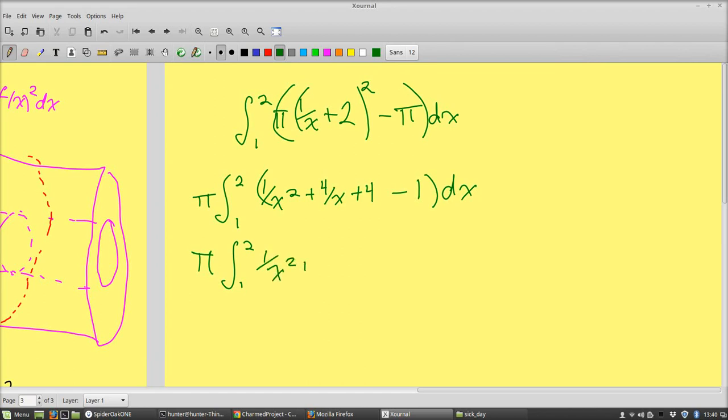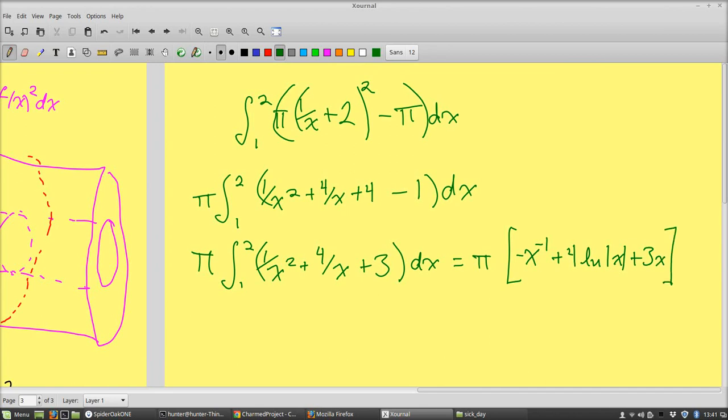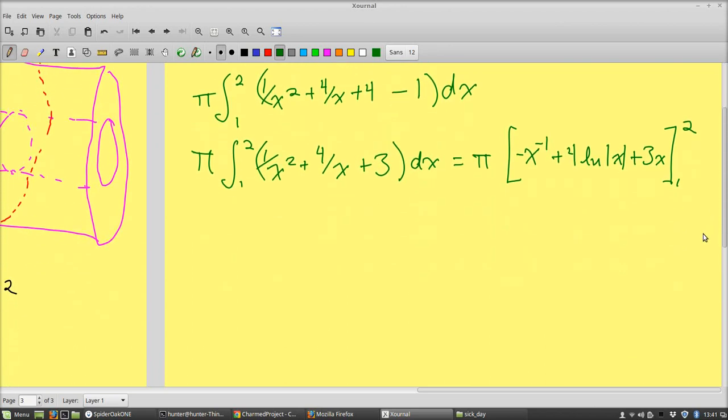The integral of 1 over x squared plus 4 over x plus 3 dx equals pi times minus x to the minus 1 plus 4 times natural log of the absolute value of x plus 3x, from 1 to 2. And I'm too proud to do that arithmetic. It's just some number. Who cares what it is?